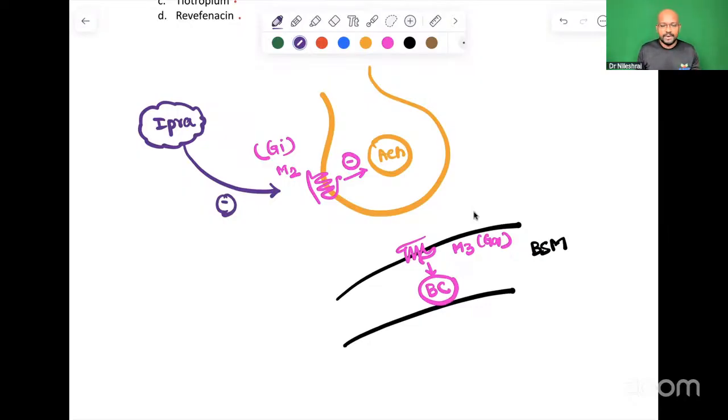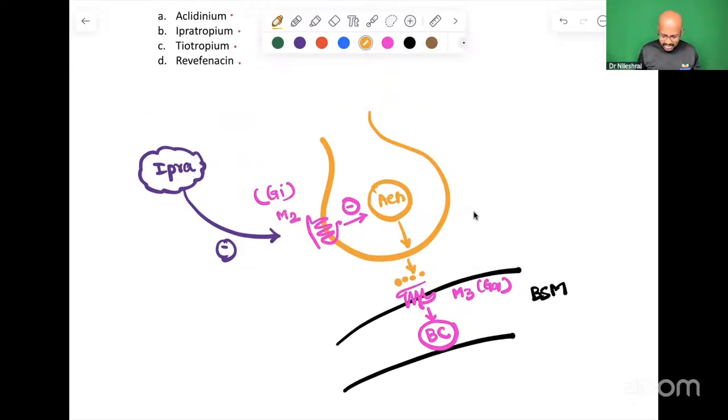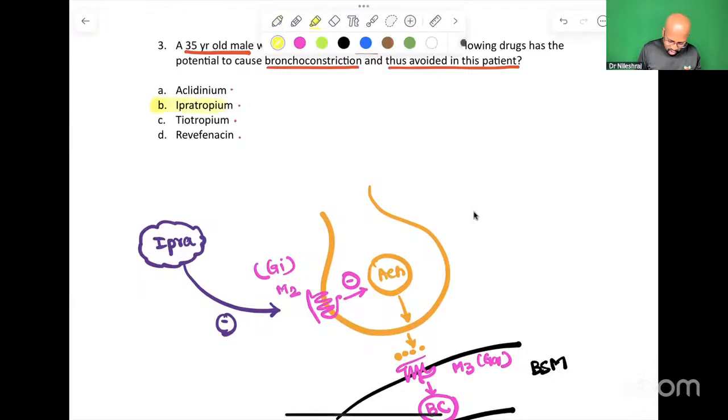First of all, ipratropium bromide is an anticholinergic or antimuscarinic drug. The normal function of M2 is to block the release of acetylcholine, but when you inhibit that receptor, it is an inhibitor of the inhibitor, simple, negative into negative is positive. It will start producing more release of acetylcholine into the synapse. Continuous release of acetylcholine in turn will stimulate all the M3 receptors on the bronchial smooth muscles, thereby producing bronchoconstriction. This is what we explain as paradoxical bronchoconstriction seen with ipratropium bromide. And that is the reason why we don't commonly use ipratropium bromide for the treatment of COPD.